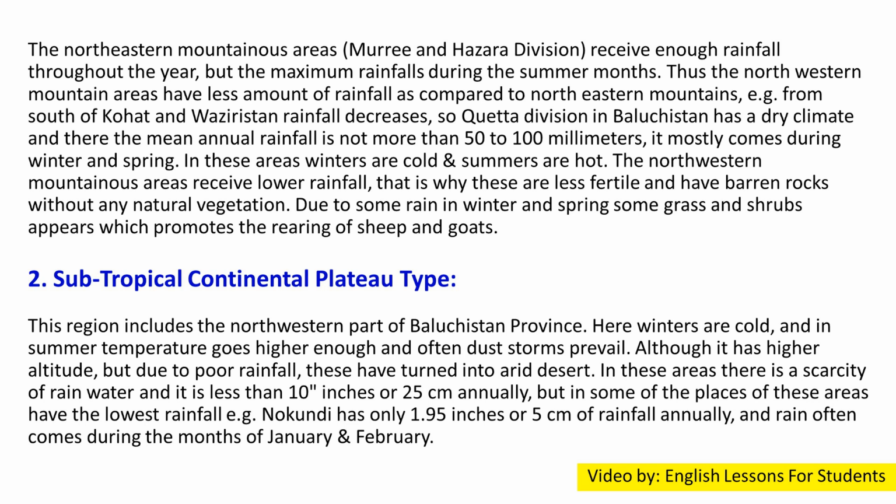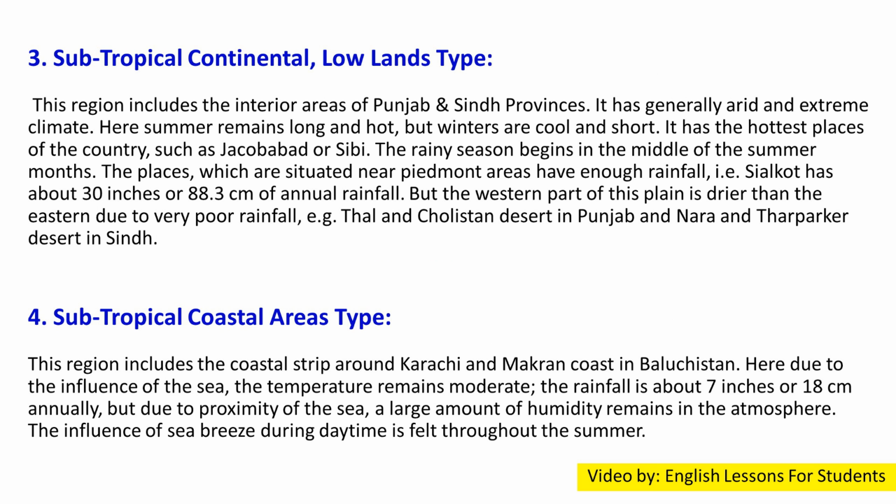In these areas, there is scarcity of rainwater, and it is less than 10 inches or 25 centimeters annually. But some places in these areas have the lowest rainfall. For example, Nukkundi has only 1.95 inches or 5 centimeters of rainfall annually, and rain often comes during the months of January and February. Number 3 is subtropical continental lowland type.